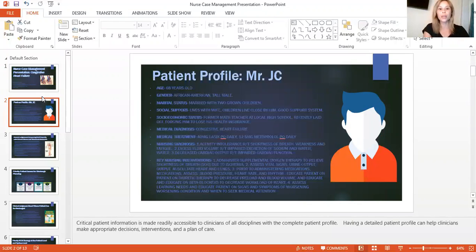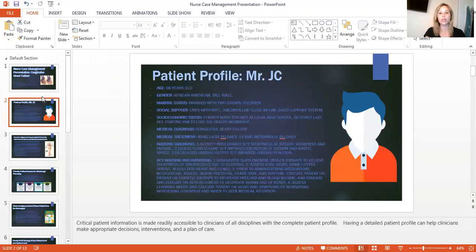Socioeconomic status. He was a former math teacher at a local high school, but was recently laid off, forcing him to lose his health insurance. Therefore, he was unable to obtain his prescription medications. Medical diagnosis is congestive heart failure, or CHF. Medical treatment is 40 milligrams Lasix by mouth daily and 12.5 milligrams metoprolol by mouth daily.